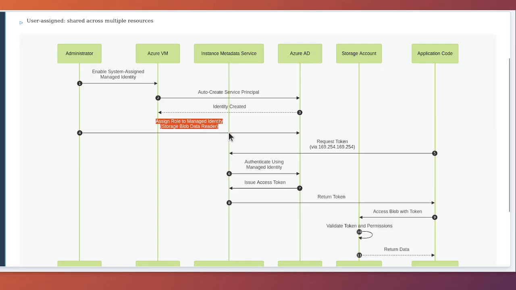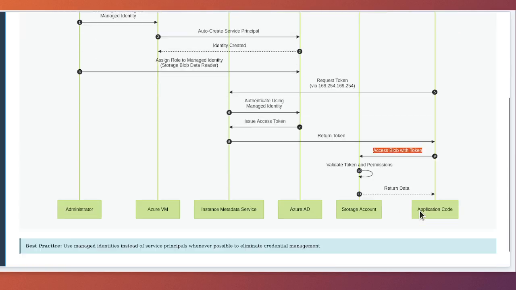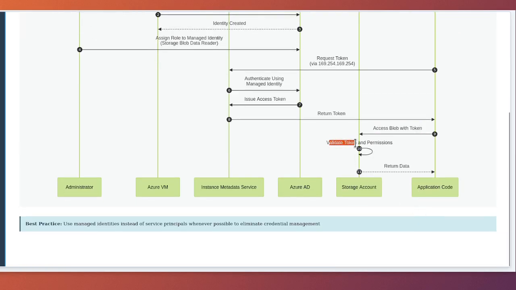When your application code runs on the virtual machine, it requests a token from the Azure Instance Metadata Service at a well-known local endpoint. The metadata service authenticates the request using the virtual machine's managed identity and requests a token from Azure AD. Azure AD issues a token and returns it to the metadata service, which passes it to your application. Your application then uses this token to access the storage account. The token is valid for a limited time, and your application can request new tokens as needed.